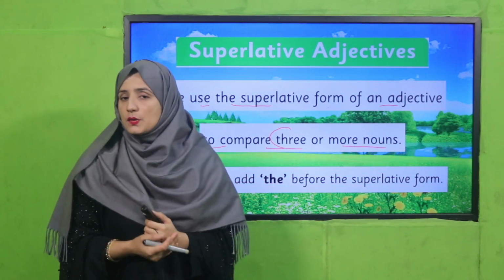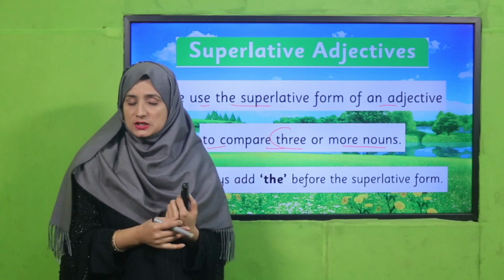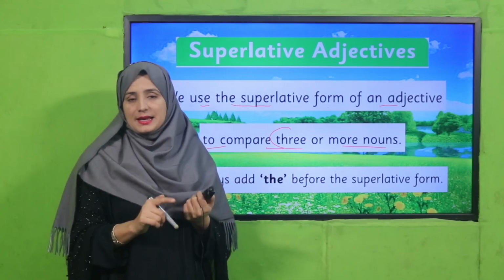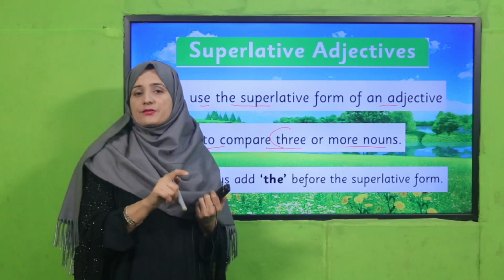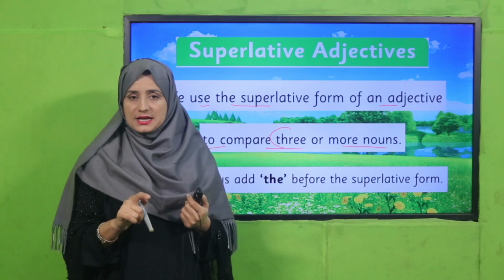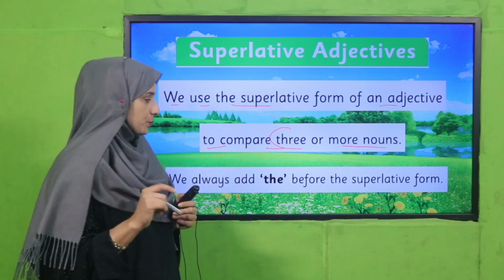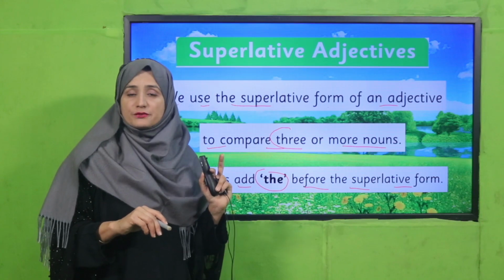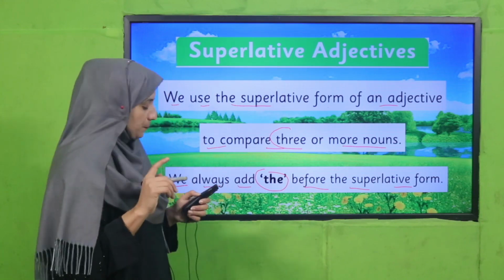And how can we know that this is a superlative adjective? Always ended with est. Is it clear? Like clever, cleverer, cleverest. Now cleverest is a superlative adjective, always ended with est. Keep it in mind, okay? And we always add the before the superlative form. When we are going to make a superlative form, we use the. And when we are going to compare two nouns, then we have to use than. Is it clear? Keep that in mind.